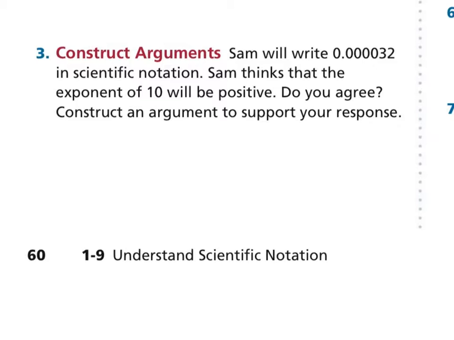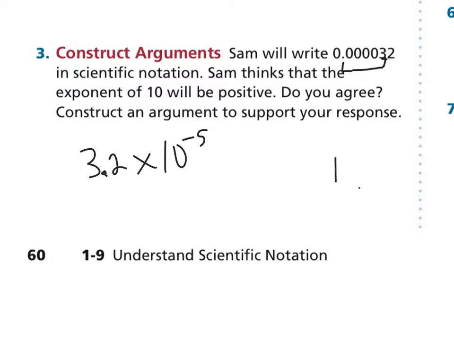Number 3, Sam will write this number in scientific notation. Sam thinks the exponent of 10 will be positive. Do you agree? And this one would be no. It should be a negative exponent. Again, any number less than 1, if you have a decimal less than 1 like this, it's going to be a negative exponent. So we could put 3.2 times 10 to the negative 5th power.